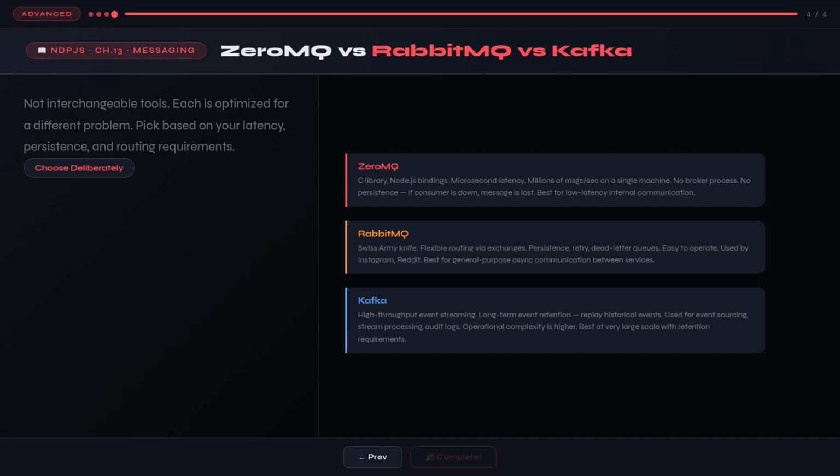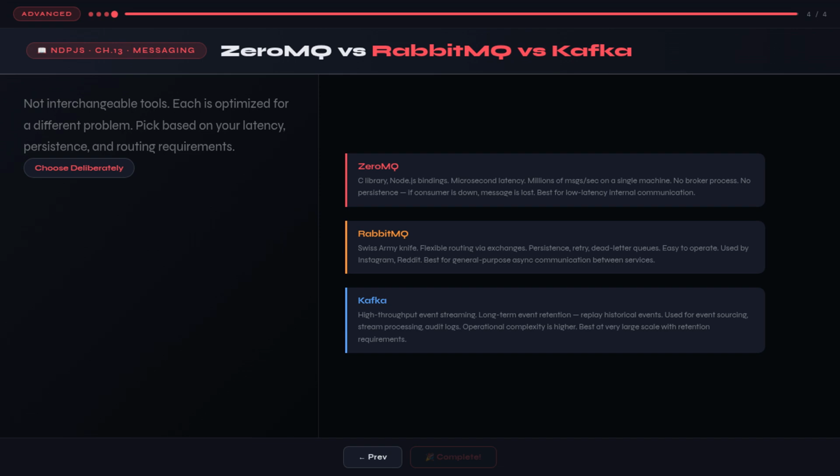But the limitations are real. There's no built-in message persistence. If a consumer is down when a message is sent, that message is lost. There's no built-in retry. The routing topology is embedded in the application code, which means changing communication patterns requires code changes. Discovery is manual, you need to know the address of every peer.